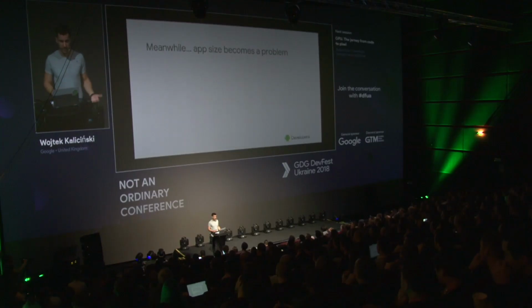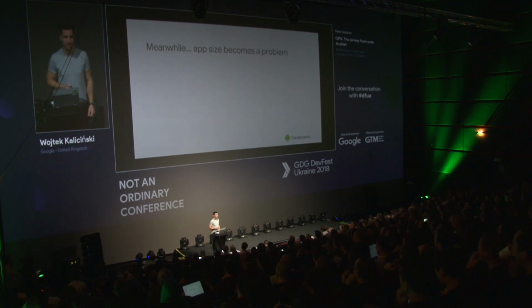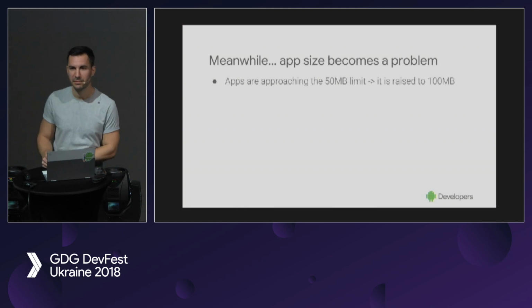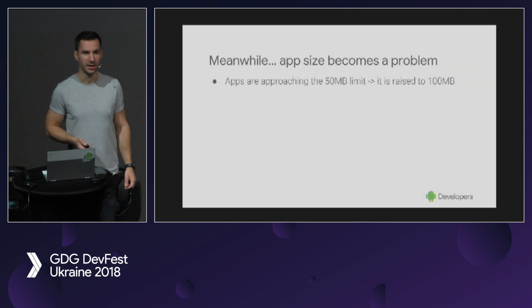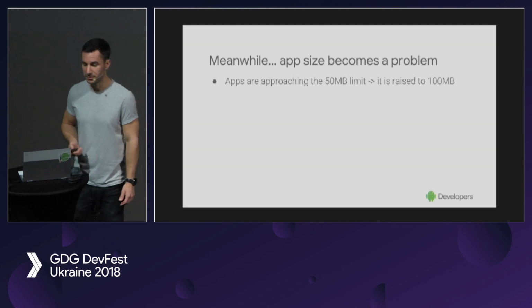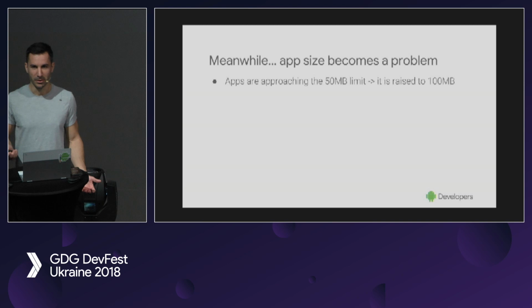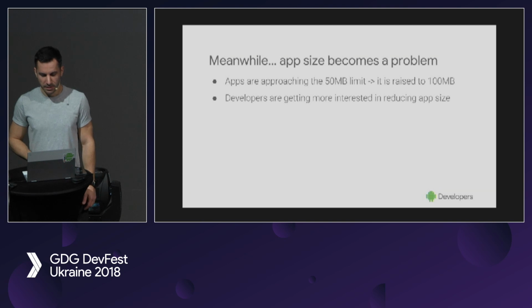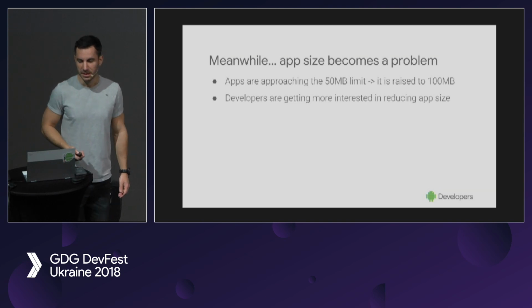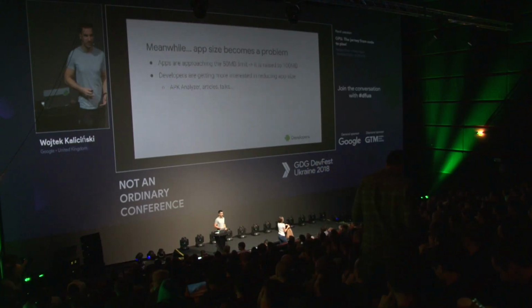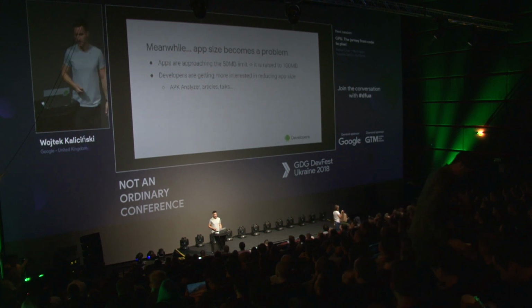The thing is, it took time. And meanwhile, in the previous years, app size has really become a problem. So if you remember correctly, previously the size limit on the Play Store was 50 megabytes. However, we found that some larger apps were quickly approaching it, and they wanted to add more features. So the short-term solution to that was simply raising the limit to 100 megs. But we couldn't do it always. We could be raising it to 200, 300, but that's not the point. And also, developers actually started to be interested in reducing their app size. So we got the APK analyzer in Studio. We got articles, talks, people actually talking about how to reduce their APKs.